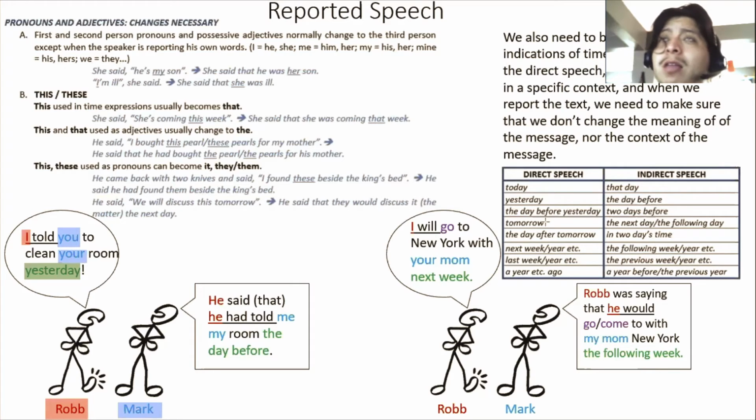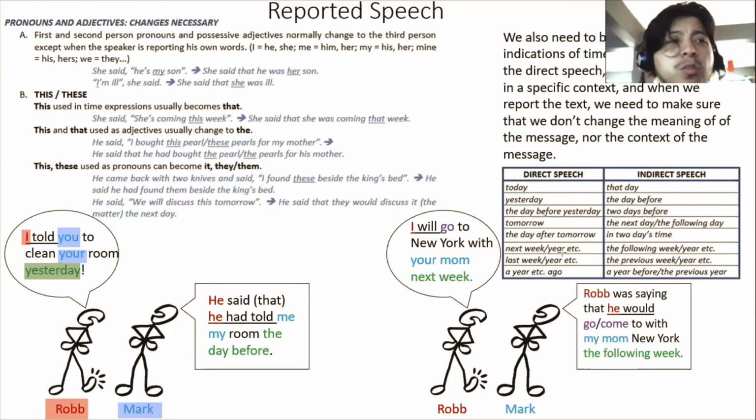Porque si digo, él dijo que iba a tener clase mañana, la gente imagina que es el día siguiente del día que están hablando. Entonces, en lugar de tomorrow, tengo que decir the next day or the following day. He said that he had an exam the following day. Él dijo que tenía un examen el día siguiente. ¿Sí? El día siguiente a que me lo dijo, no el día siguiente a hoy. O sea, no necesariamente es mañana. ¿Sí? The day after tomorrow, o sea, pasado mañana, in 2 days time, en 2 días.